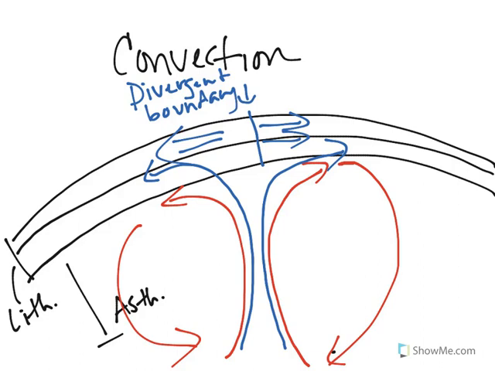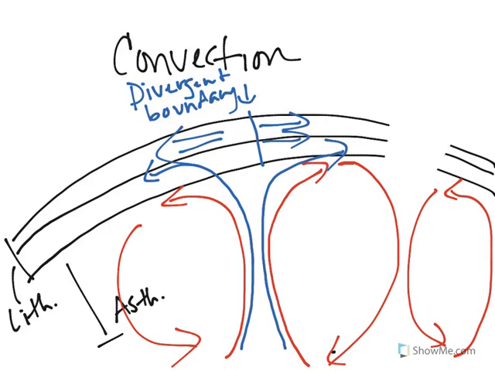But what if I have convection cells that, say, do something like this? Let me erase some of this so I can draw what's properly going to happen. What's going to happen here is this convection cell is pulling this plate this way, and this convection cell is pulling this plate this way. So my plates are going to collide with each other.